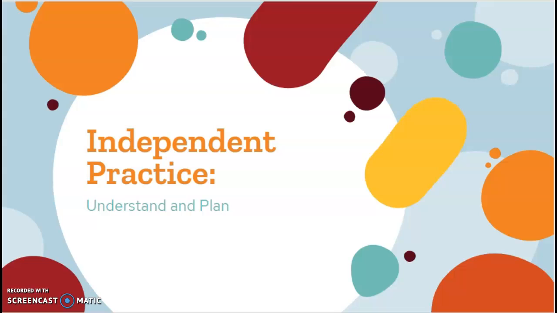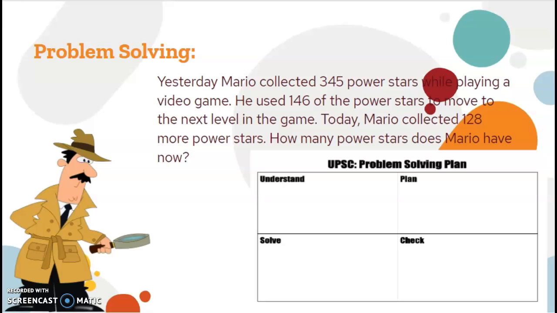For independent practice, we are going to complete only the understand and plan section on our problem solving board. We're going to use this problem here. You can anchor this problem inside of your math journal, and you're only going to complete the understand and plan sections of the problem solving plan.